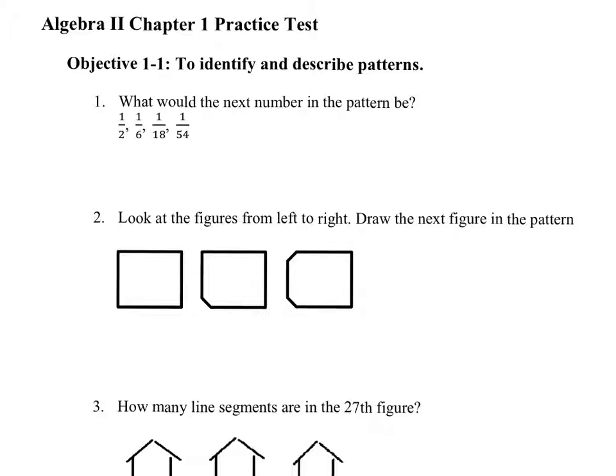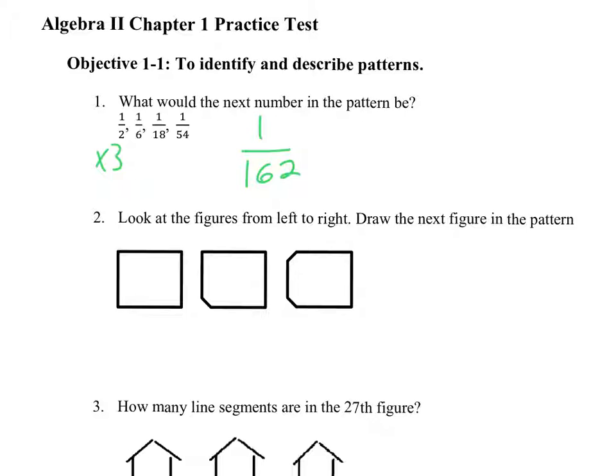For number 1 we have our series of fractions. It looks like the numerator stays the same, and you might notice that we are multiplying the denominators by 3. So 2 times 3 is 6, 6 times 3 is 18, 18 times 3 is 54, and 54 times 3 is 162. So the next number in the pattern will be 1 over 162.